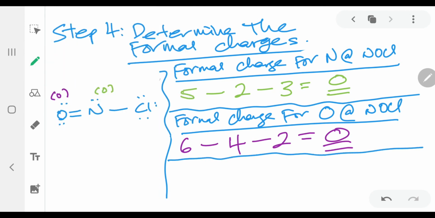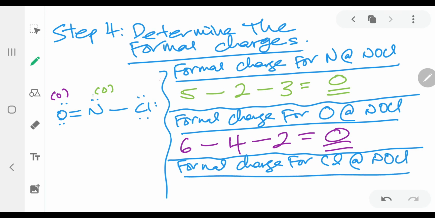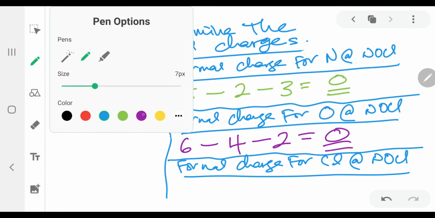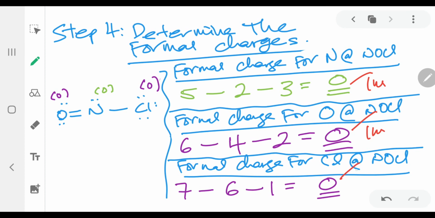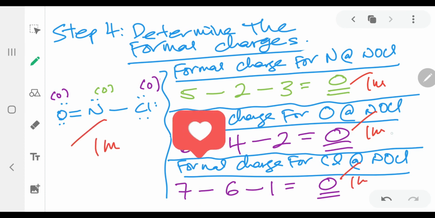And then you have formal charge for Cl in NOCl. Chlorine has 7 valence electrons, minus chlorine has 3 lone pairs, so you have 6 electrons at lone pair, minus 1 bonding pair, you have 0 formal charge. Therefore, over here you have 0. Okay, so you get 1 mark there, 1 mark there, 1 mark there, and 1 mark right over there.